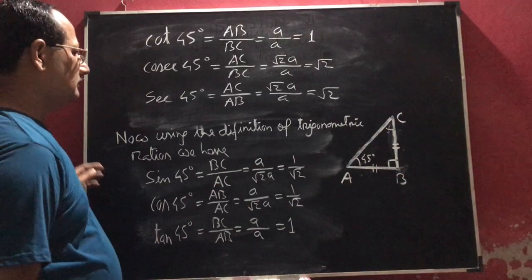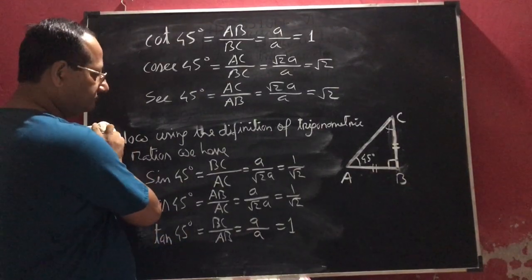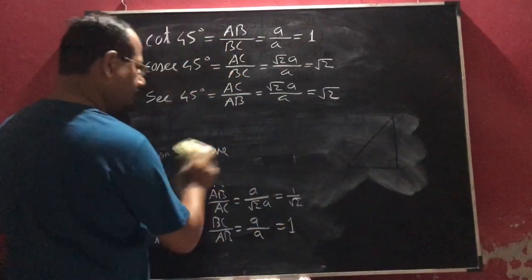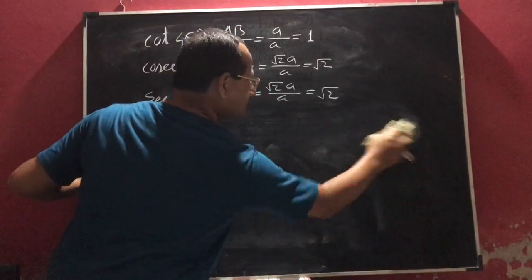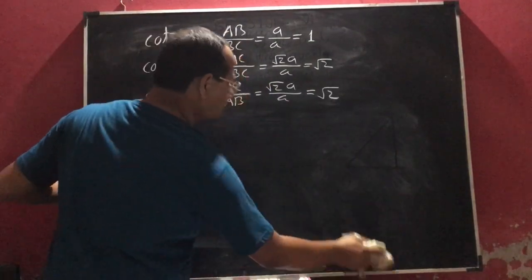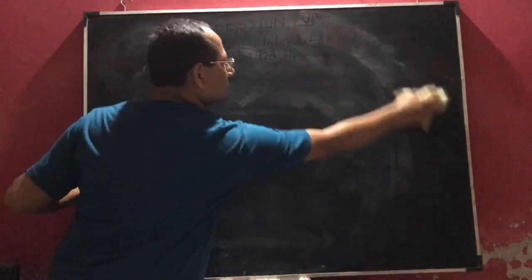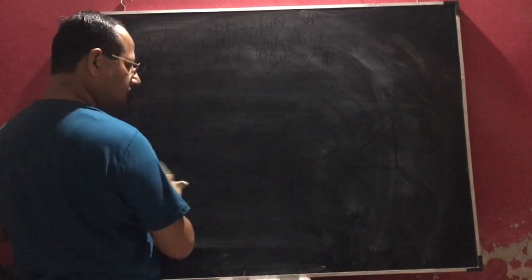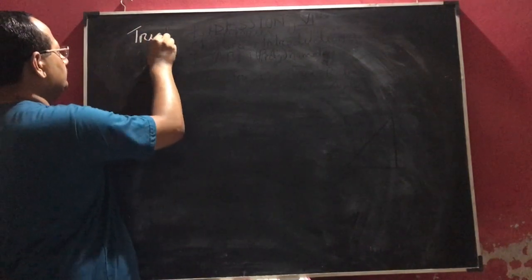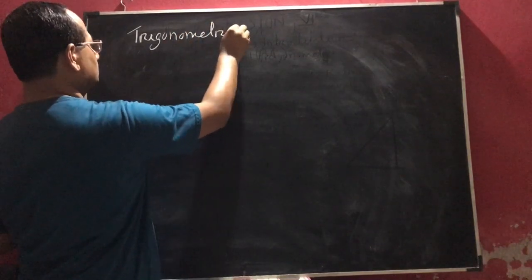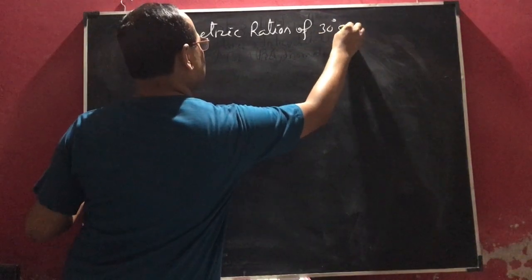Now come to the trigonometric ratios of 30 degree and 60 degree.